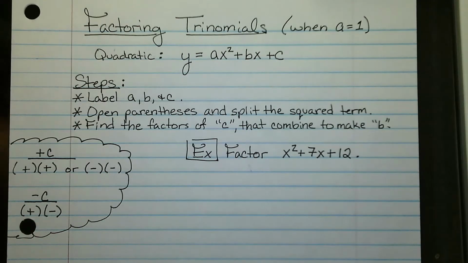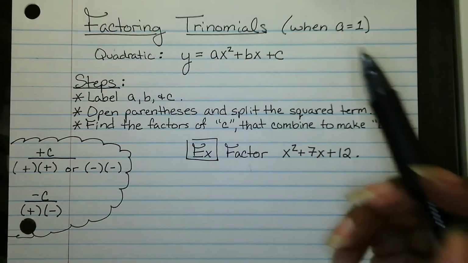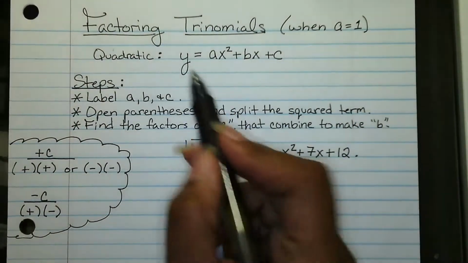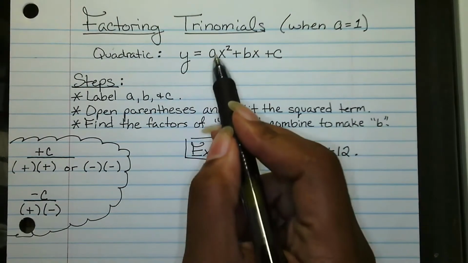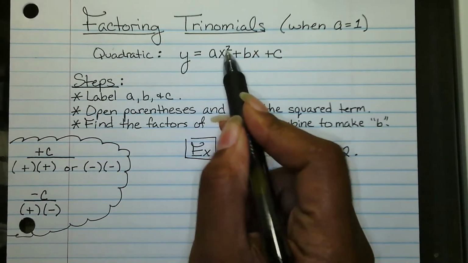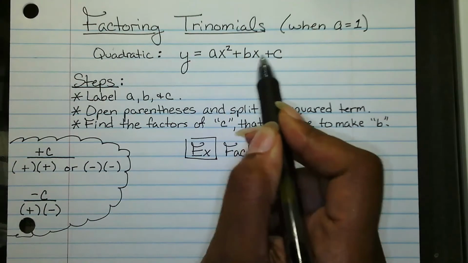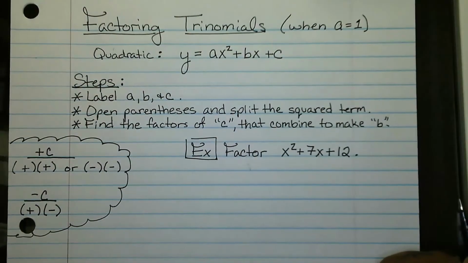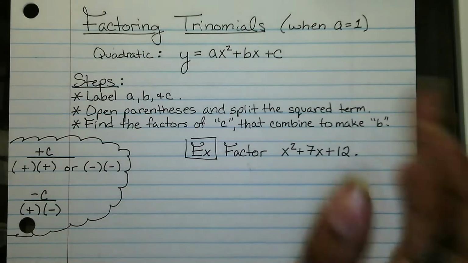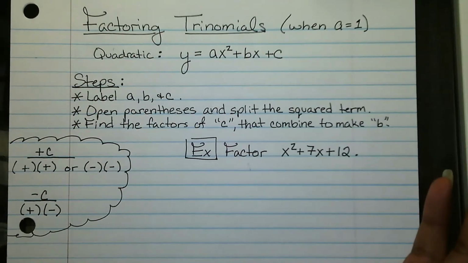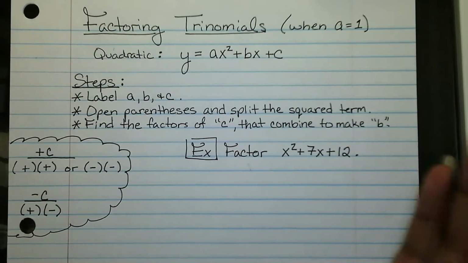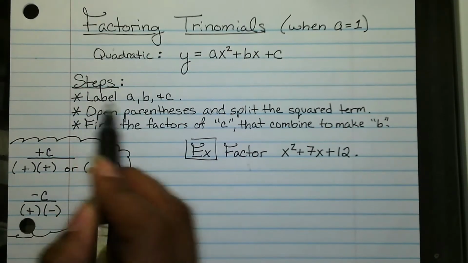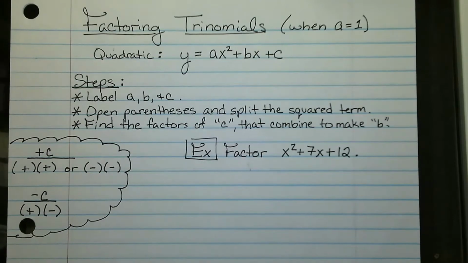Okay, this video is to explain how to factor trinomials when a is equal to 1. For quadratic equations, a will be in front of x squared, b will be in front of x, and c is your constant and should always be at the end. If it's not, you can always rearrange the equation to standard form, so it goes a, b, c. So the first thing we're going to do is label a, b, and c.